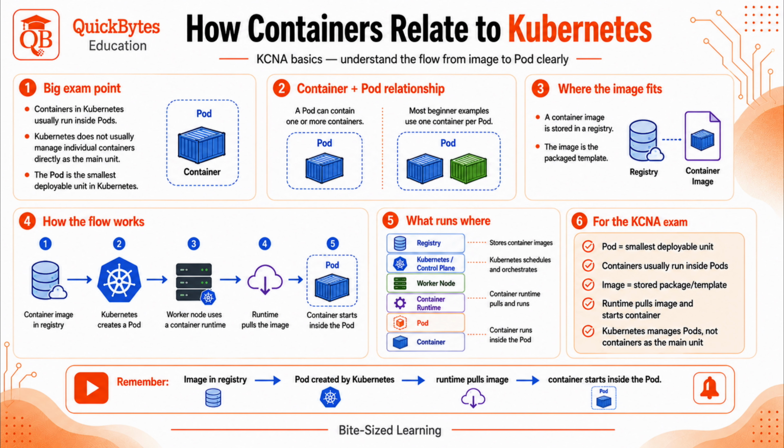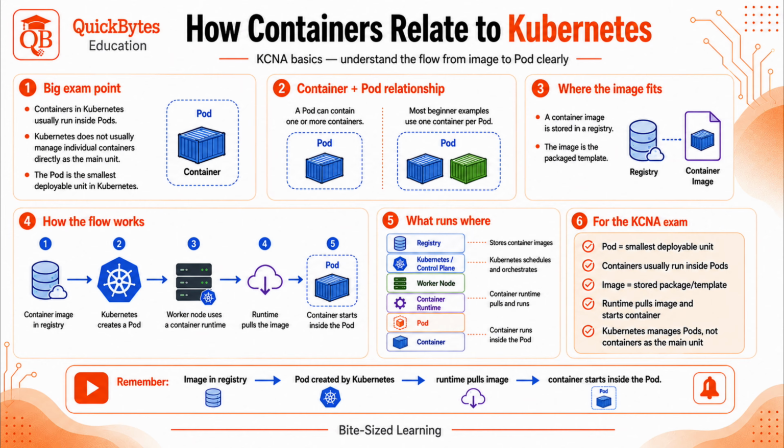In Kubernetes, containers usually run inside pods. This is one of the biggest exam points. Kubernetes does not usually manage individual containers directly as the main unit. The smallest deployable unit in Kubernetes is the pod. A pod can contain one or more containers, but most beginner examples use one container per pod.